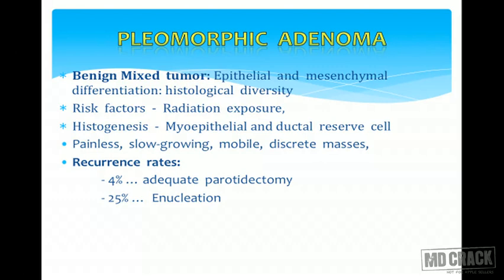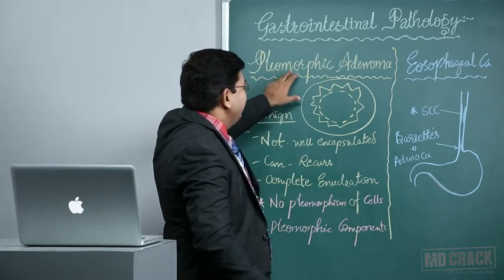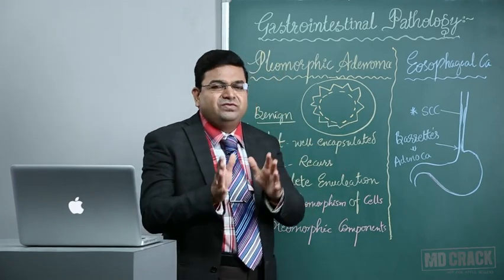A better word would have been benign mixed tumor, because it is composed of epithelial and mesenchymal differentiation. So there are two types of cells histologically, the epithelial component and the mesenchymal component, and even a myoepithelial component. So that's why it is called a benign mixed tumor. Remember, pleomorphic adenoma is actually a misnomer. You should not confuse it.